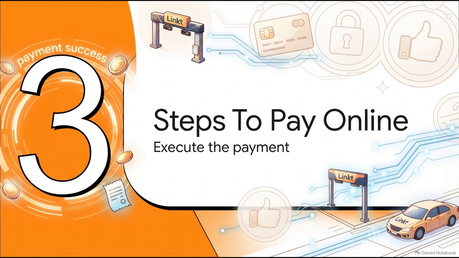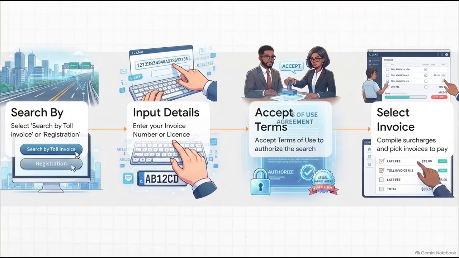All right, Section 3. Steps to pay online. Let's move on to the actual payment workflow and see how this all comes together. Okay, here is the exact sequence you're going to see on the Linkt payment screen. Step 1, you'll want to select Search by Toll Invoice or Registration. Step 2, punch in that invoice number or license plate detail we highlighted earlier.